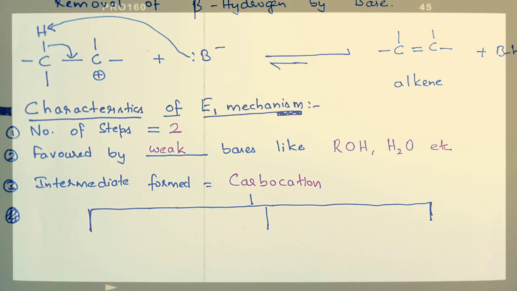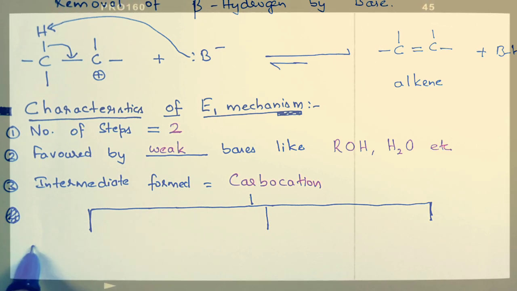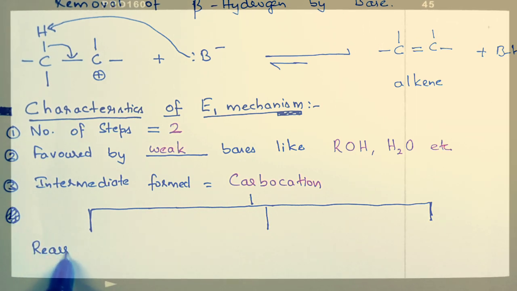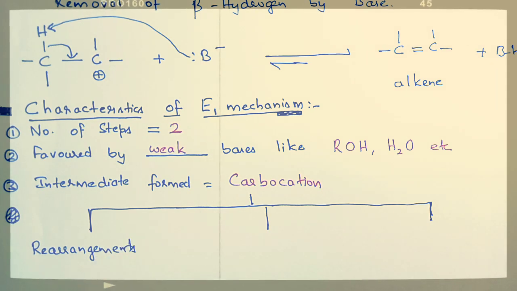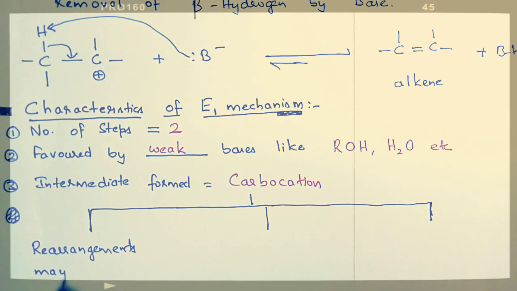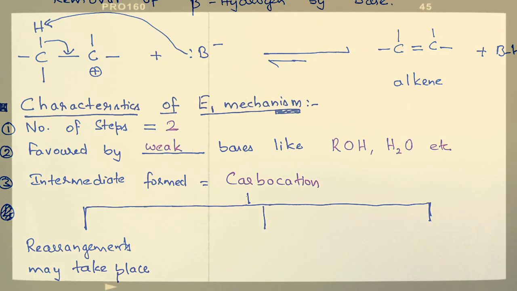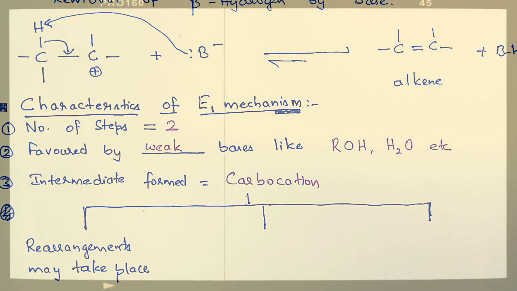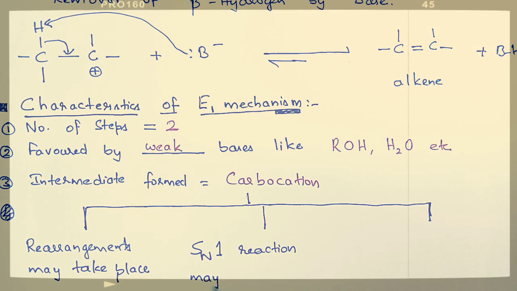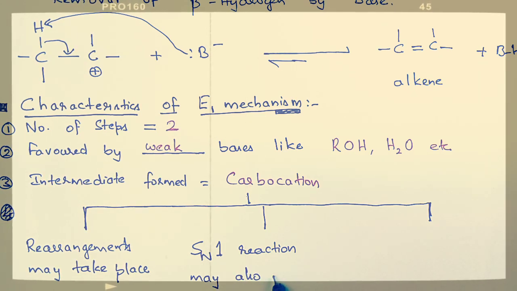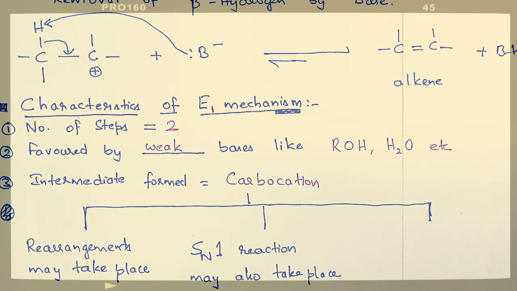The consequence of the formation of carbocation is that there may be three consequences. The first one is there is a possibility of rearrangements. Rearrangements may take place. And the second consequence is SN1 reaction may also occur along with this E1 mechanism. SN1 reaction may also take place.